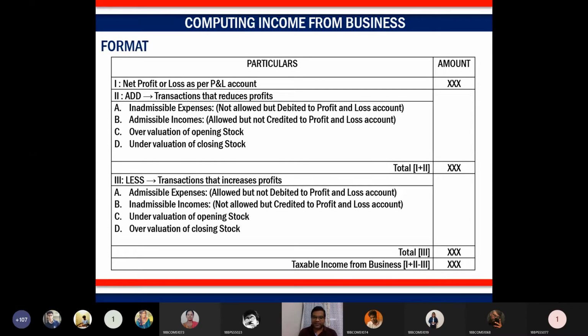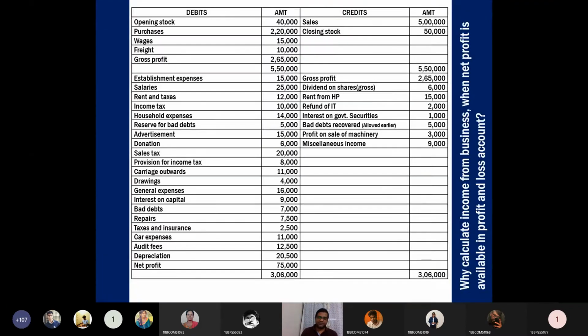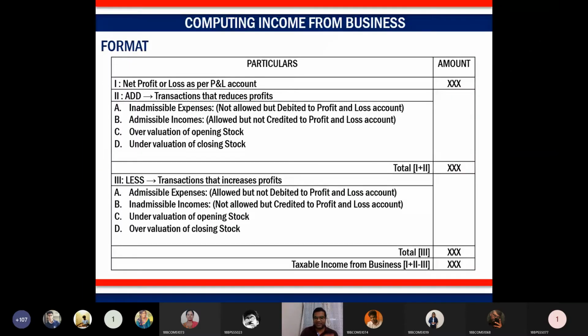It involves three steps. Step number one, figure out what is the net profit given in the question. Your question is nothing but a profit and loss account. So here in this, it is 75,000. So write down that 75,000. That's the first step. Second, identify all those transactions that reduce net profit.